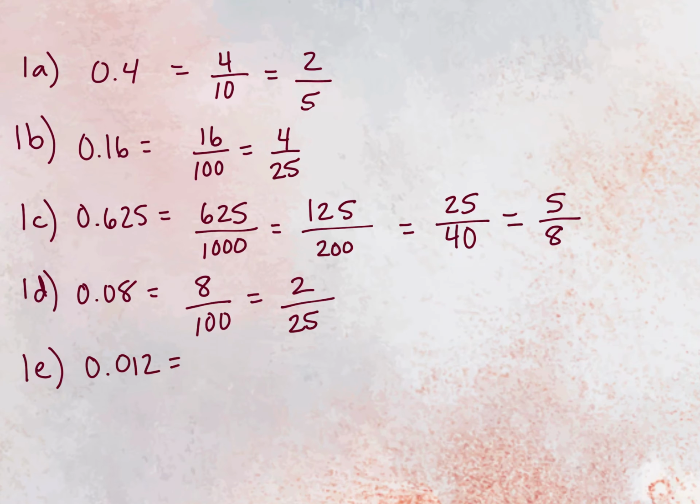0.012. That is in the thousandths place. So we have 12 over 1,000. Divide by 2, that'd be 6 over 500. Divide by 2 again, we have 3 over 250.